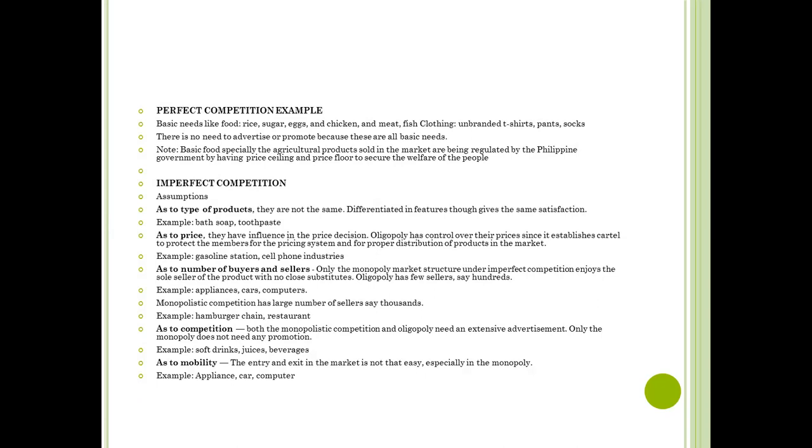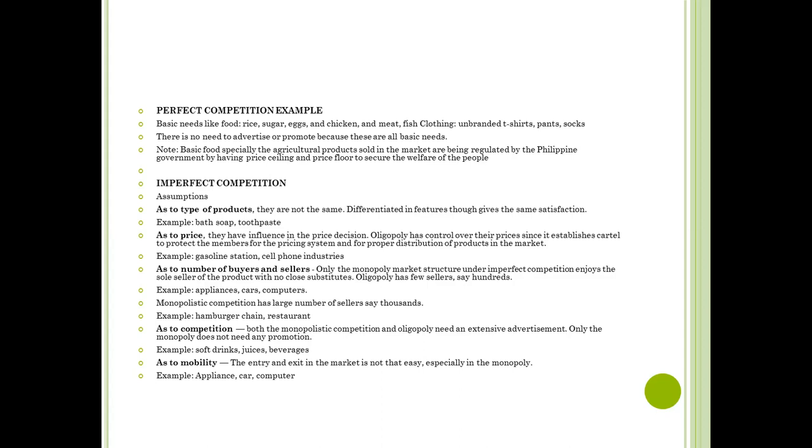Another assumption for imperfect competition is as to the number of buyers and sellers. Only the monopoly market structure under imperfect competition enjoys being the sole seller of the product with no close substitutes. Oligopoly has few sellers, say hundreds. Examples are appliances, cars, and computers. Monopolistic competition has a large number of sellers, say thousands. For example, we have hamburger chain restaurants, because these are in the food industry.